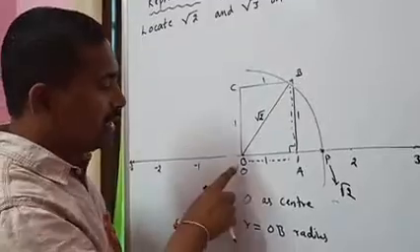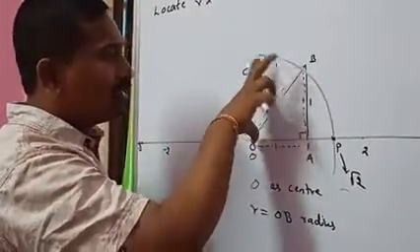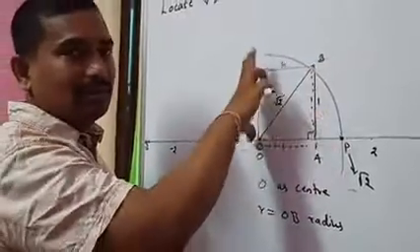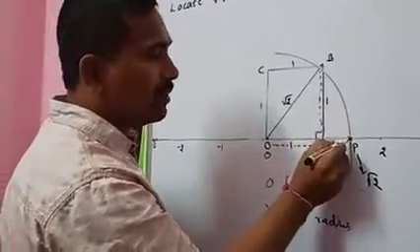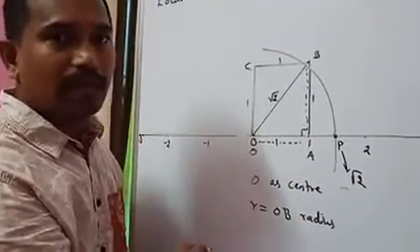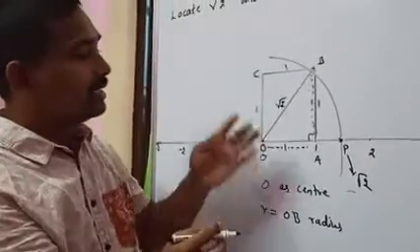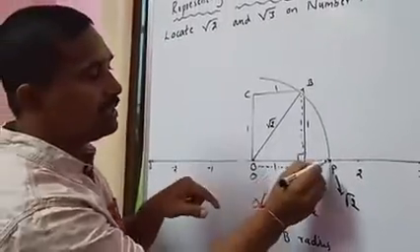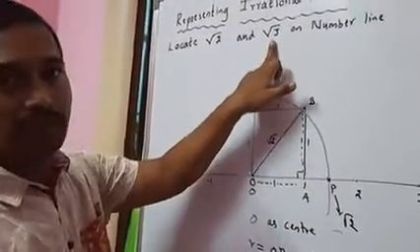Take O as the center and OB as the radius, and draw the arc. The arc meets the number line at P, and this P is root 2. Are you getting it? Now we have represented root 2 on a number line. Now, let us represent root 3.